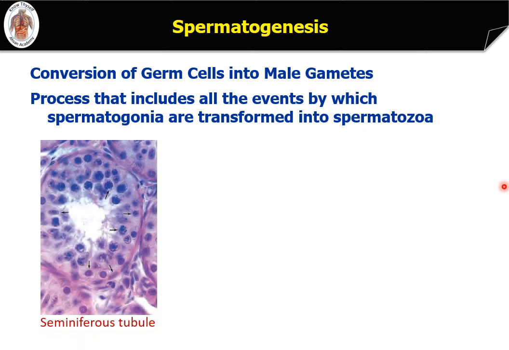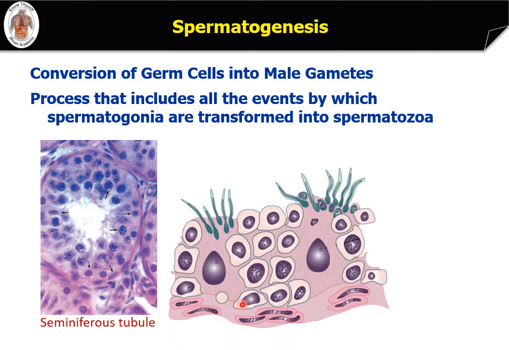This is the seminiferous tubule present inside the testis, seen under a light microscope. This is one seminiferous tubule that is almost complete, and these are others partially sectioned. This is the diagram showing the changing cells from outer to inside. At the base, close to the outer limit, this is the spermatogonium.